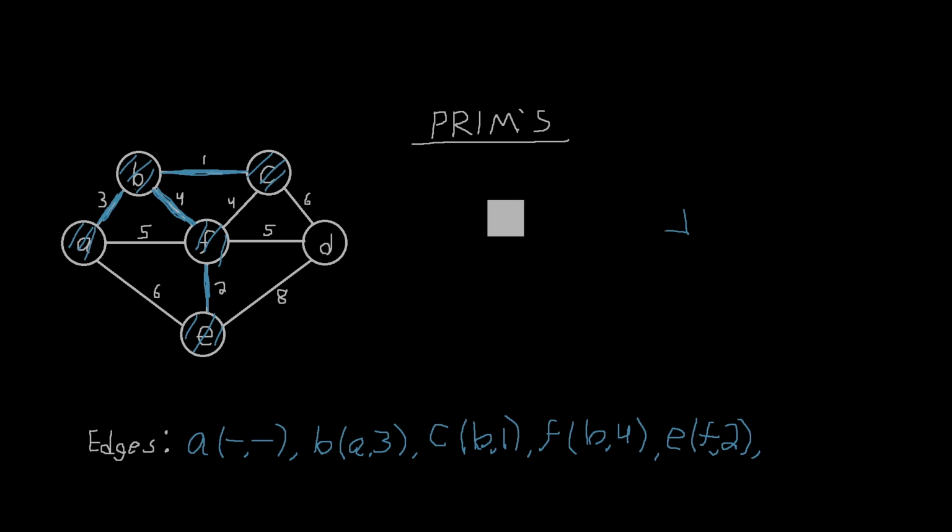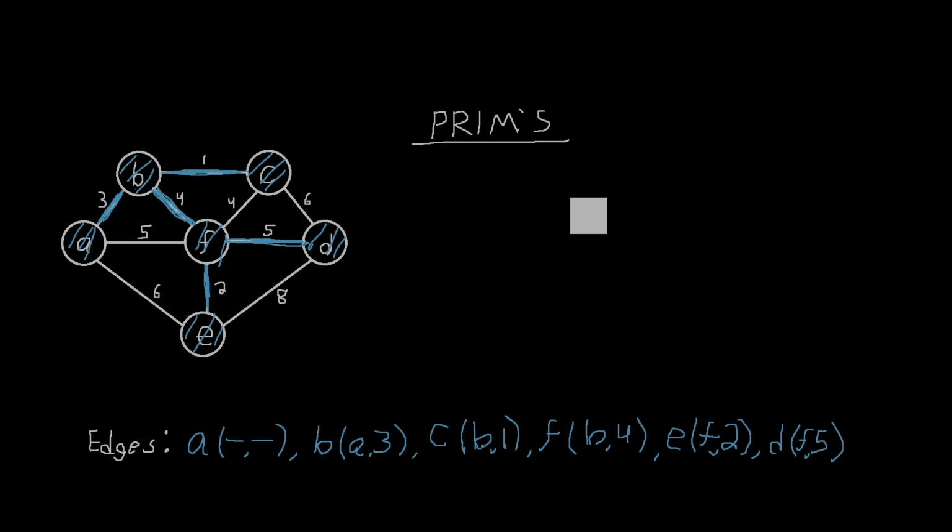And now we only have one more edge to look at. We have this D node, and we can see that the minimum going to D is from F with a weight of 5. And we can mark that off on the graph. Mark D as visited. And finally, we can put it down here with our edges.